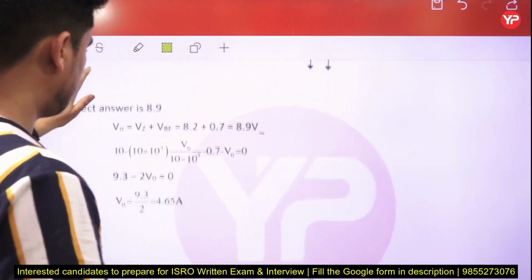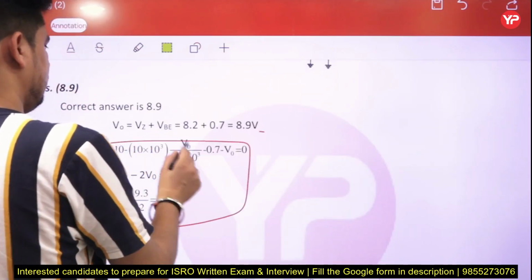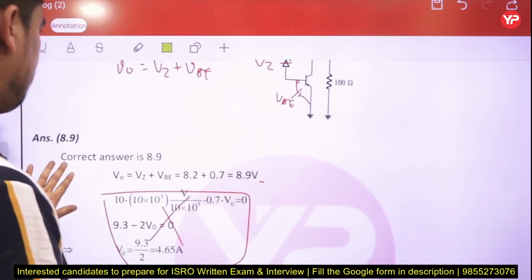Don't go for the second calculation, the answer is until here, right? That is not like that. 8.9 volt.